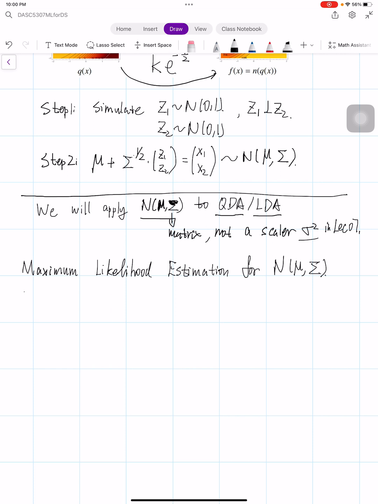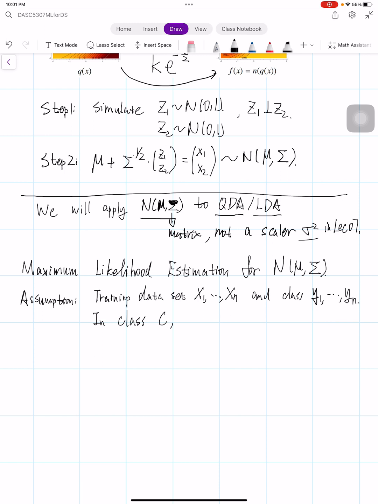The assumption here is that we have the training data set, x1 to xn, n data points, and class labels, the class variable y1 to yn. And in class C, we assume there are nc.